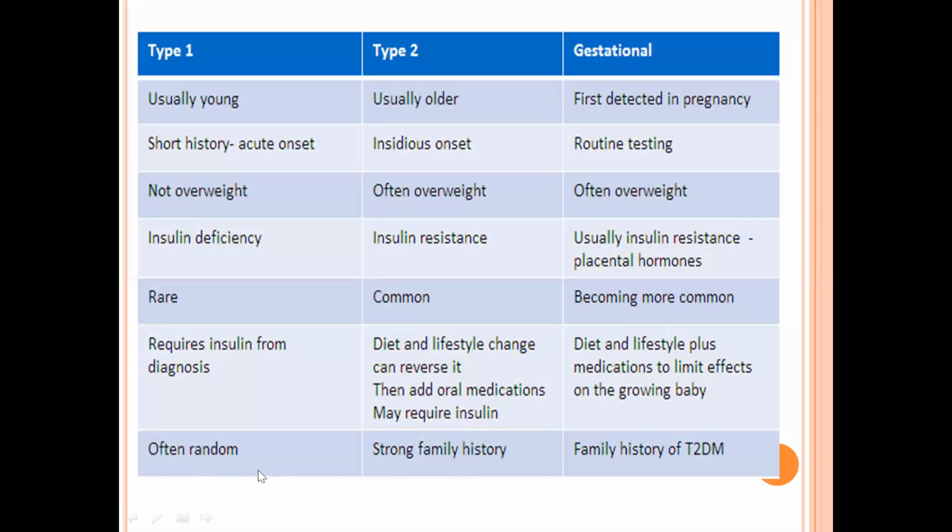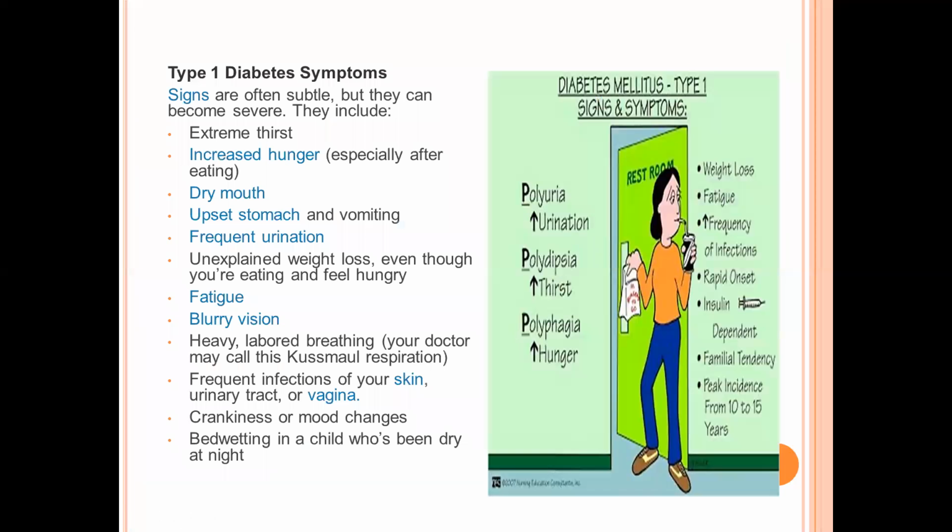Type 1 is often random and very rare, though there can be a strong family history. Suppose your parents or grandparents have diabetes, then your chances of getting type 2 diabetes are very high. In gestational diabetes also, family history, the lifestyle you lead, overweight, and hypertension are all reasons. So these are the causes of type 1, type 2 and gestational diabetes. Now we'll see the symptoms.